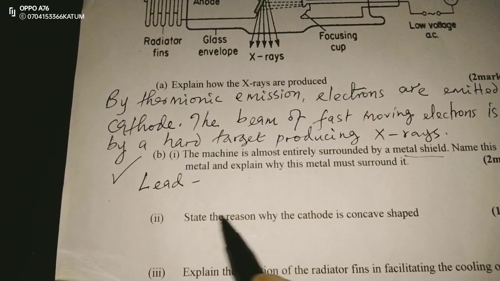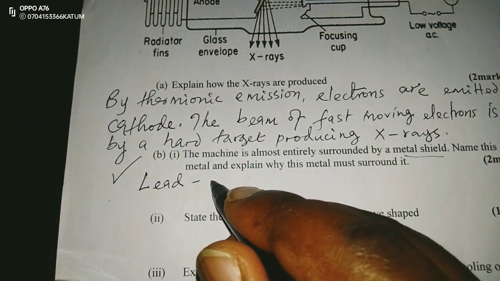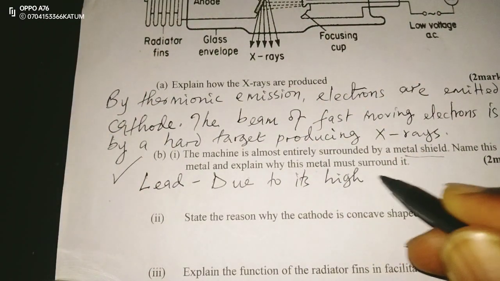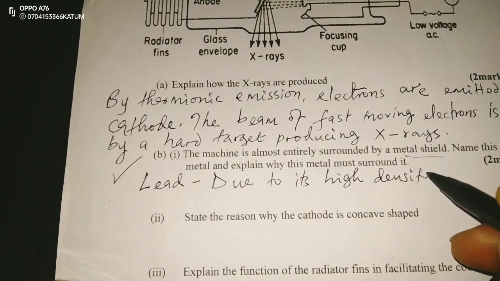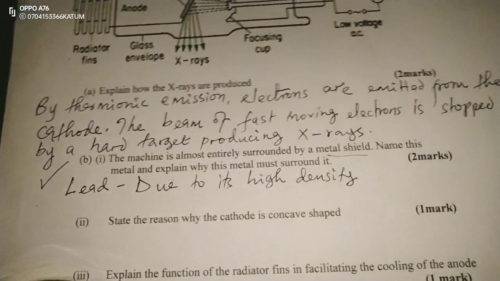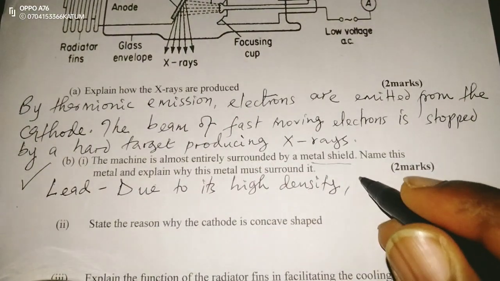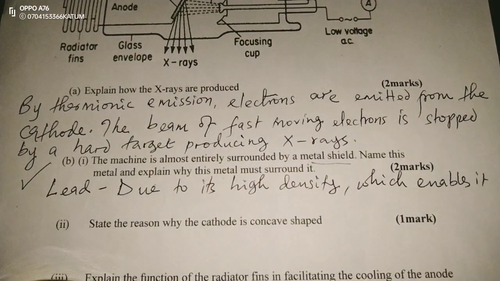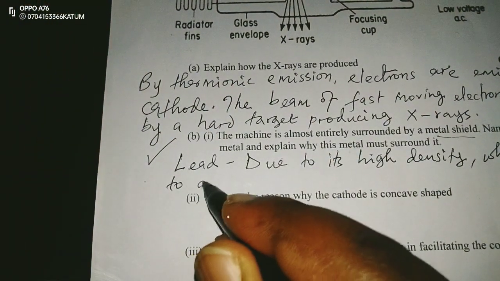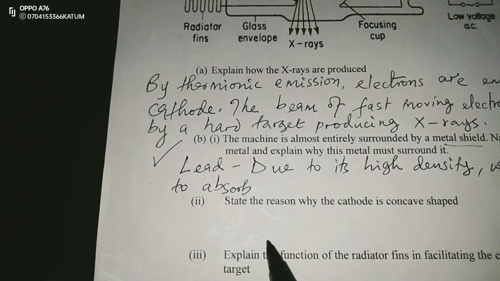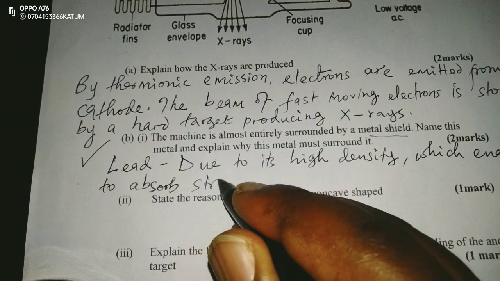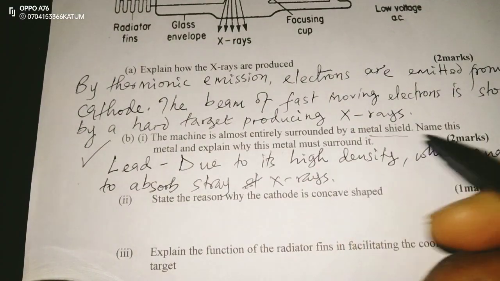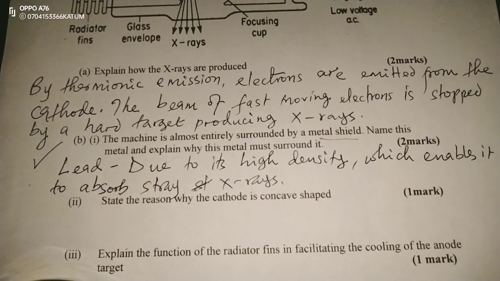Why is it preferred? Lead metal is preferred due to its high density, which enables it to absorb stray X-rays and safeguard the person operating the machine.